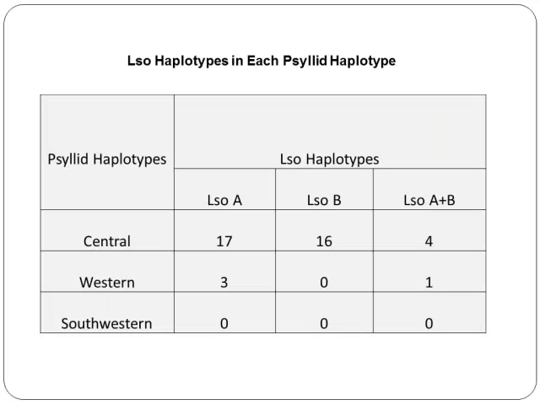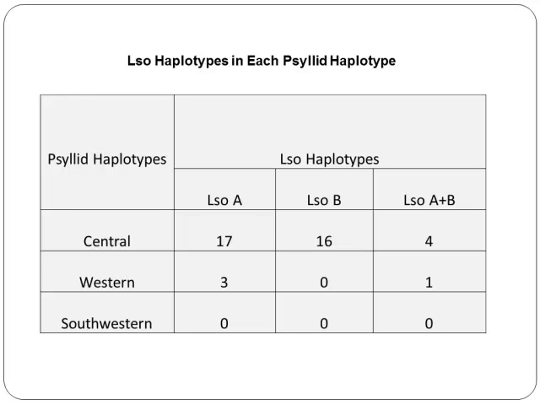Okay, we also ask ourselves, how about the relationship between the LSO haplotype and the psyllid haplotype? Is there any relationship? So I made this graph very simple and large. 37 central haplotype psyllids tested positive, so 17 belong to A and 16 belong to B. So they're very equivalent. And we found 4 with both.